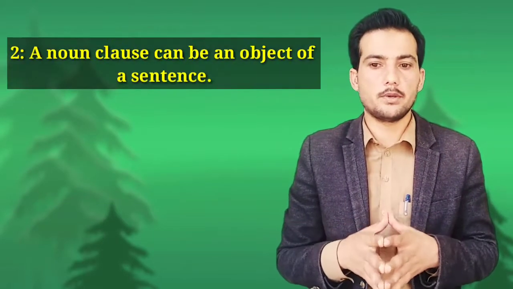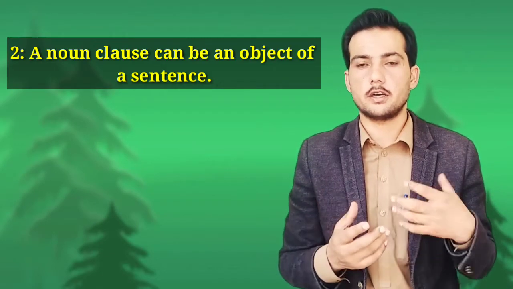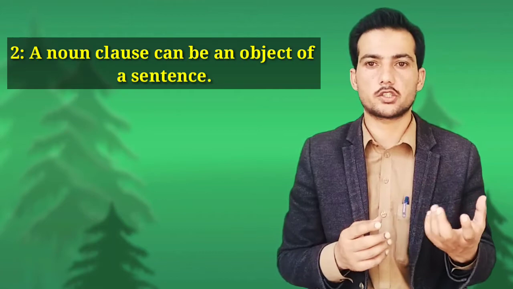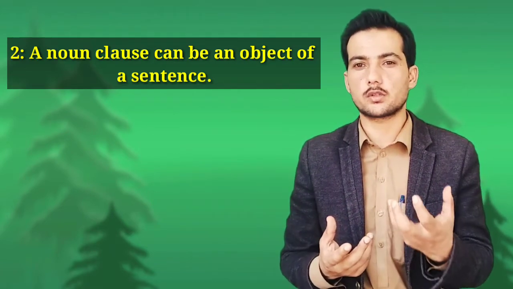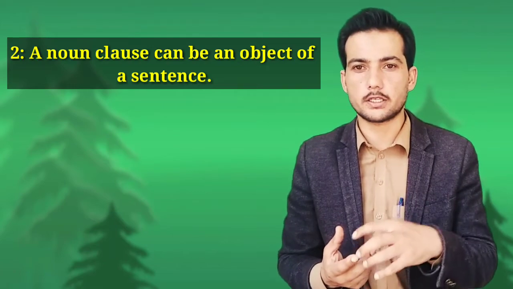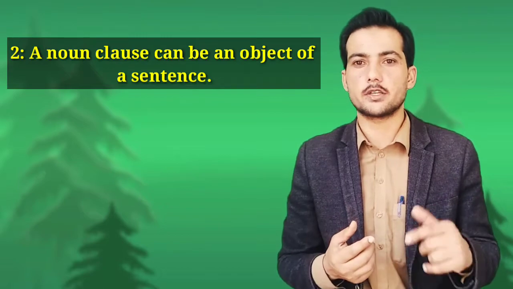A noun clause can be an object of a sentence. As we mentioned earlier that a noun clause can be a subject, a noun clause can also be an object of a sentence. As we can use only a noun as an object and a subject, a noun clause can also be used like a subject and an object.